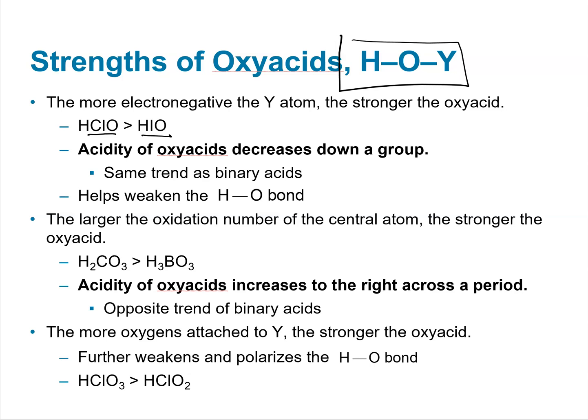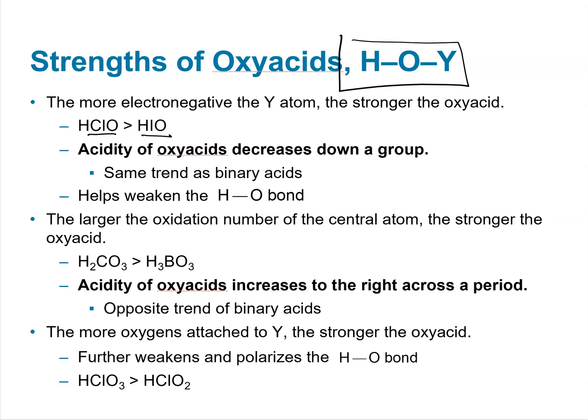Also, the larger the oxidation number of your central atom, the stronger the oxyacid will be. That's a general trend. And because of this, the acidity of your oxyacids tend to increase as you go from left to right across a period. And this is the opposite trend of your binary acids.